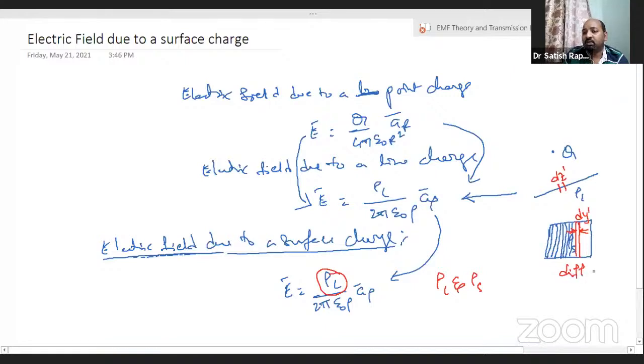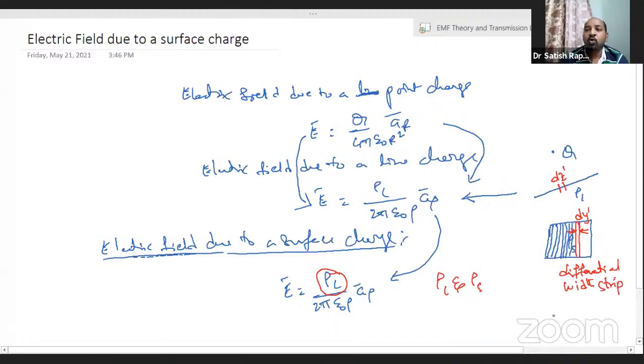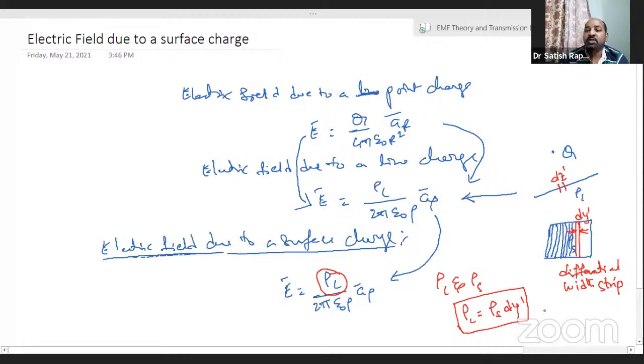So let us consider a differential width strip whose width is dy dash. Then we can write rho L is equal to rho S dy dash. So this is the relationship between rho L and rho S. You can also verify whether it is right or wrong.